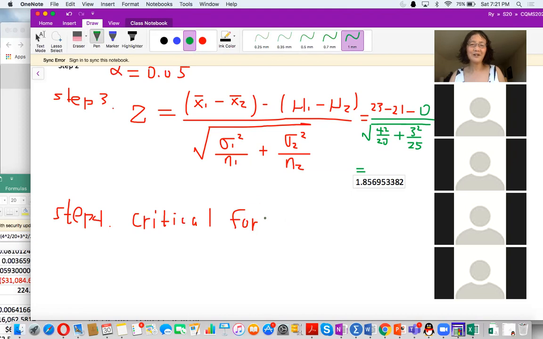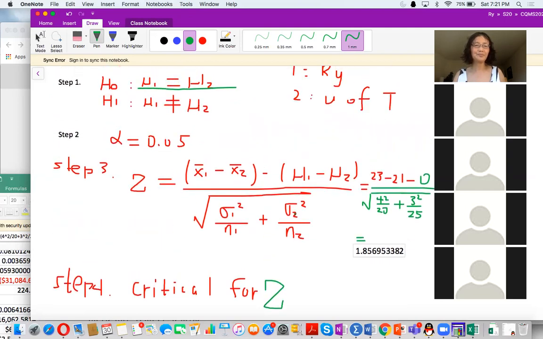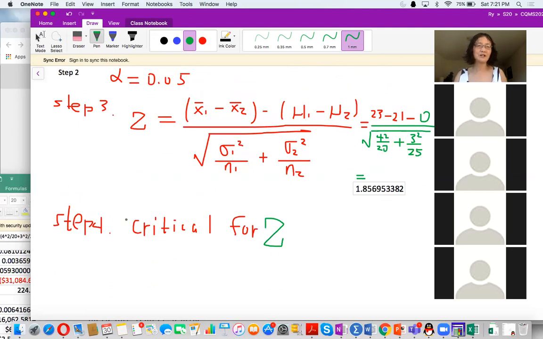Critical value for z, you have to match. If z is your test statistic, the critical value must be for z and not for t. Okay, you have to be consistent. And how do I find my critical value for z? Based on alpha. So you have to draw a picture.